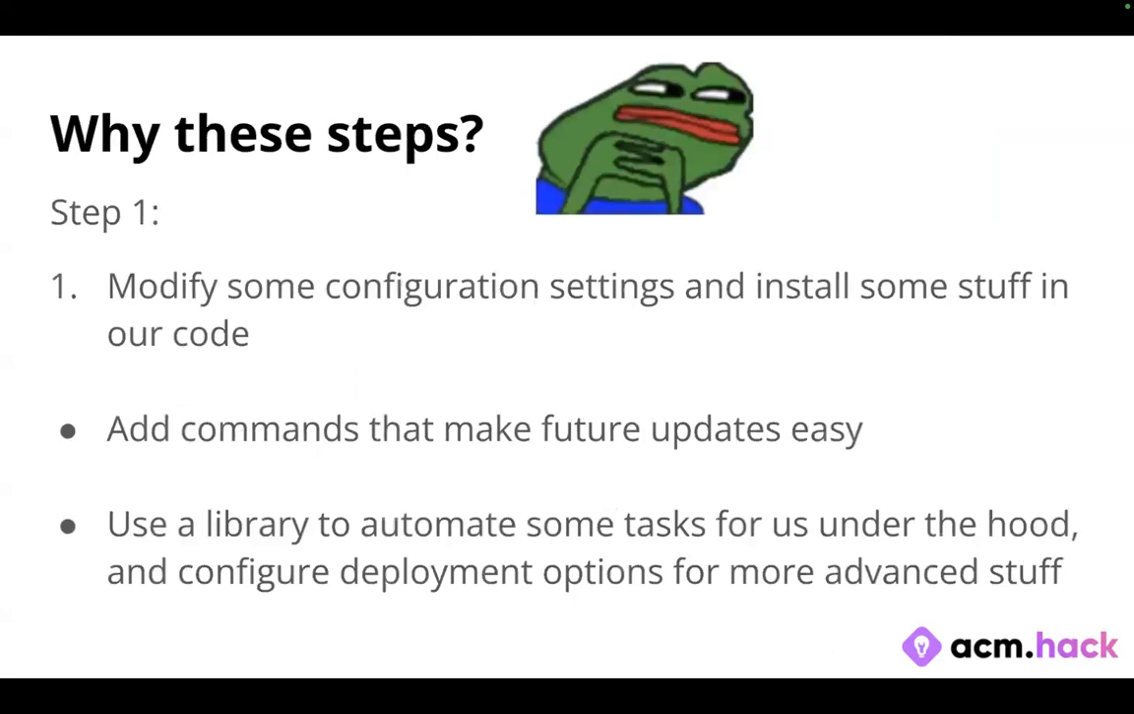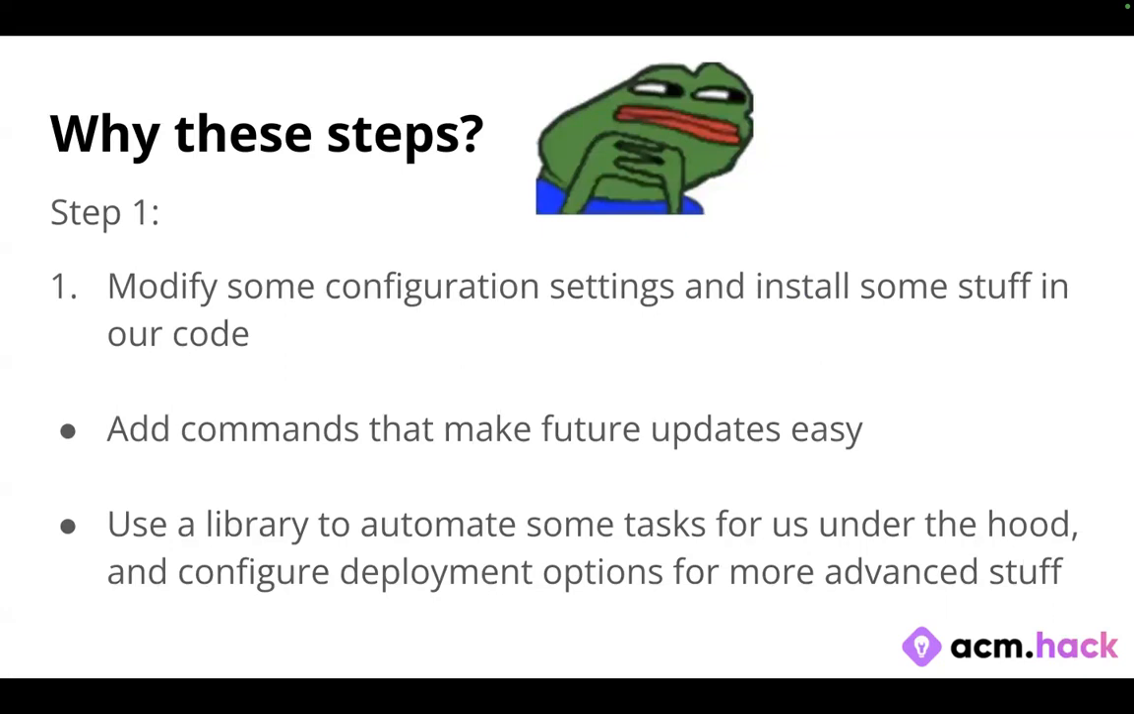Okay, and some context for these steps. We need to modify the configuration settings because what we're really doing here is adding commands that are going to make future updates easy. Obviously, or like in general, right? If you publish a website, you might still want to work on it later. So the commands we're going to add will make it so that in the future, when you make some changes and want to deploy them again, those updates will become really easy.